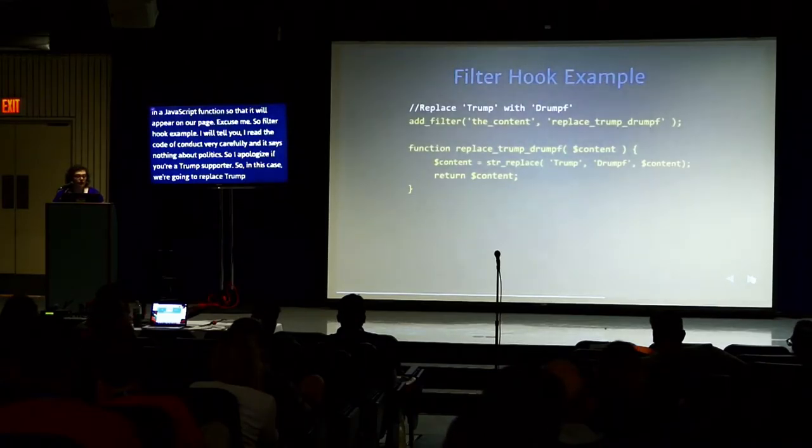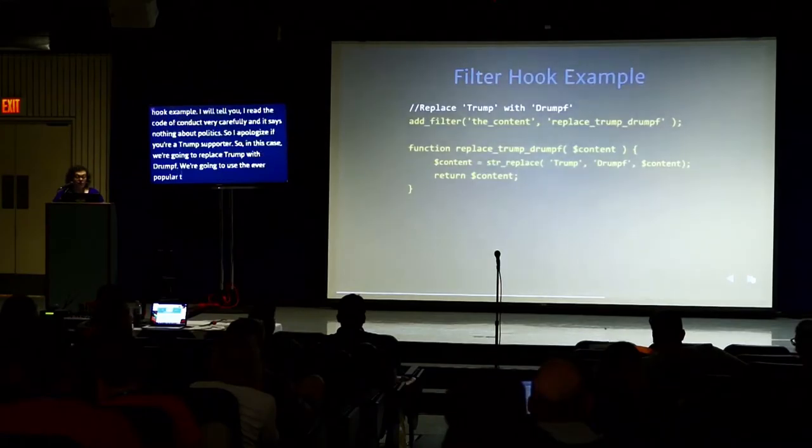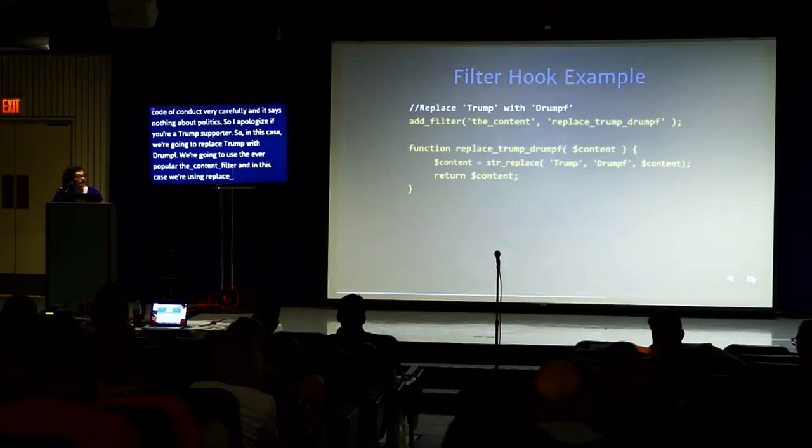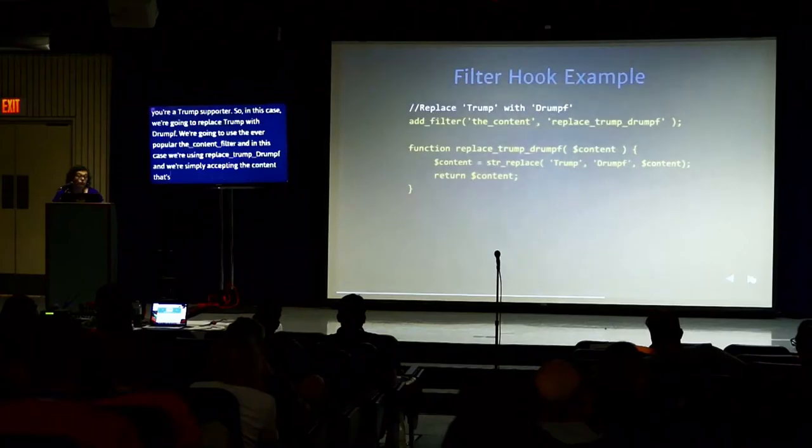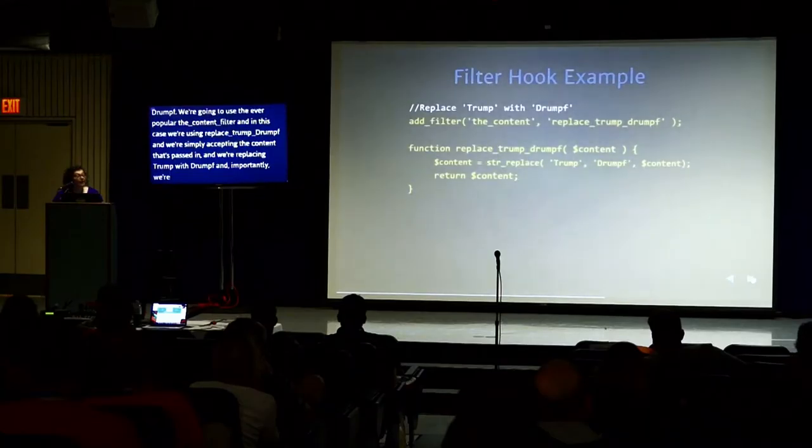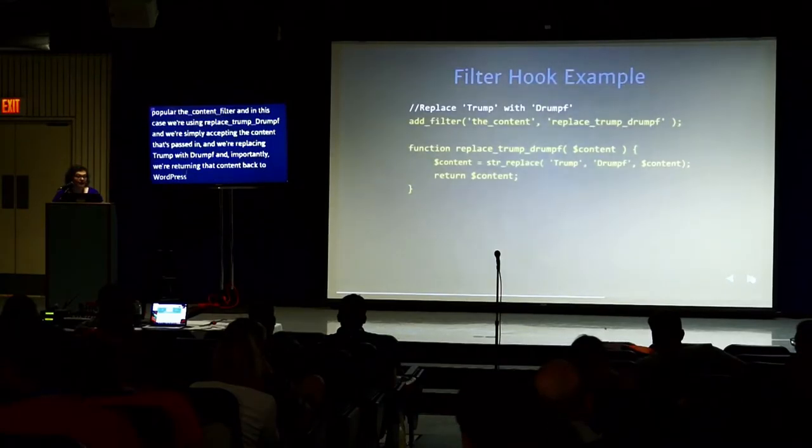We're going to use the ever popular the_content filter, and in this case we're calling our function, which is called replace_trump_drumpf, and we are simply accepting the content that's passed in, and then we are replacing Trump with Drumpf, and then, all importantly, we are returning that content back to WordPress so that our beautiful edit gets made across our site.